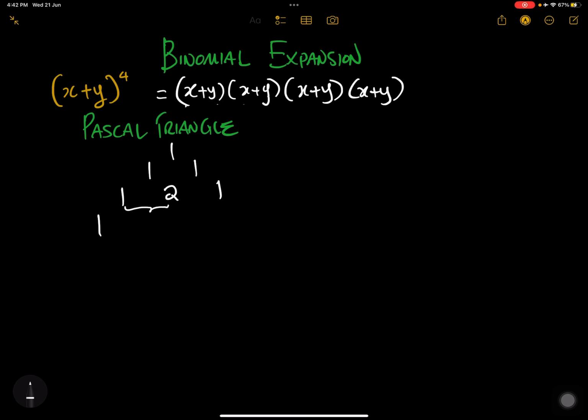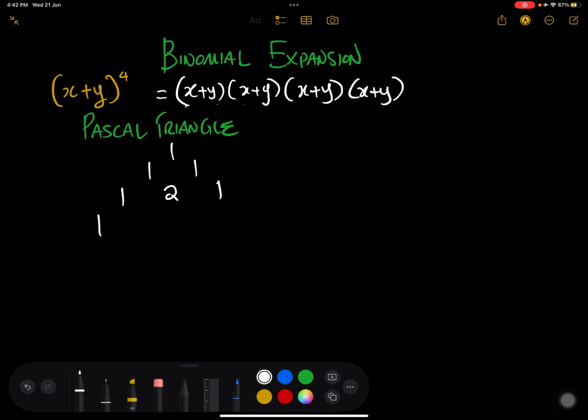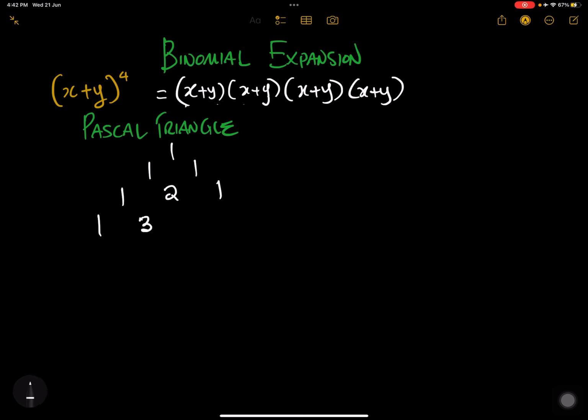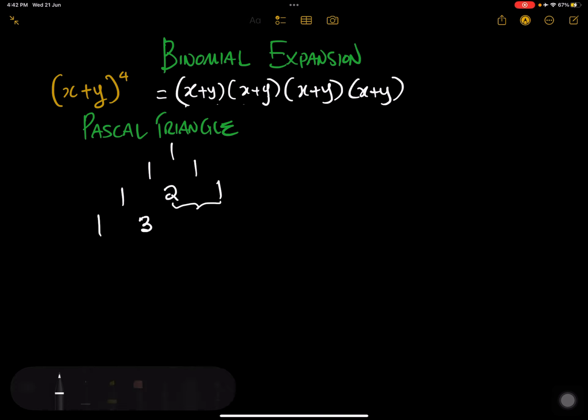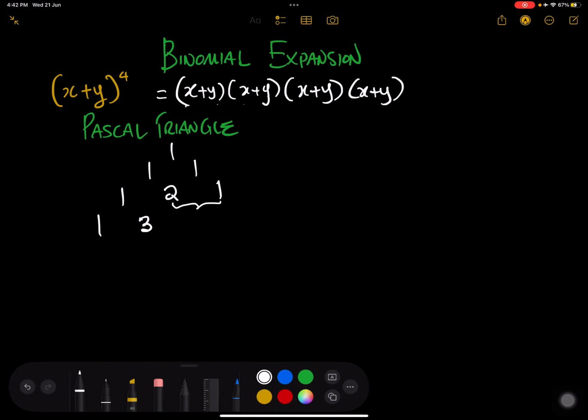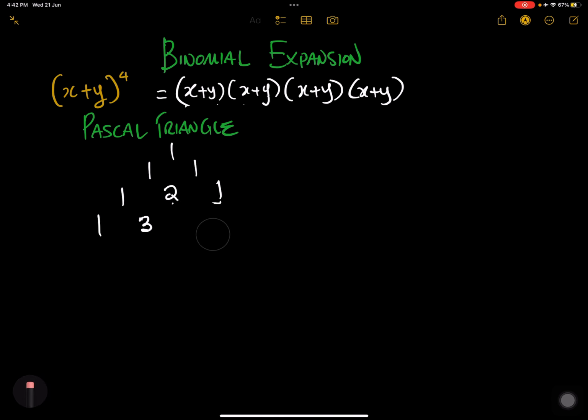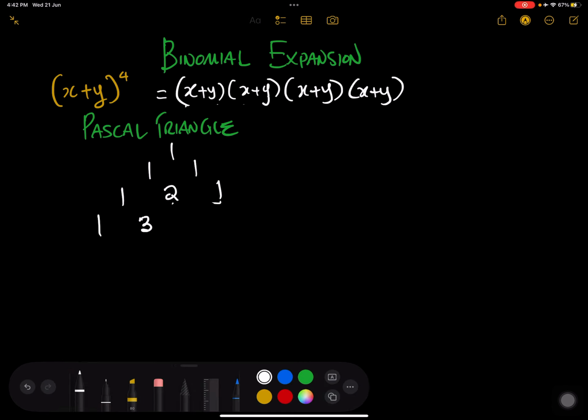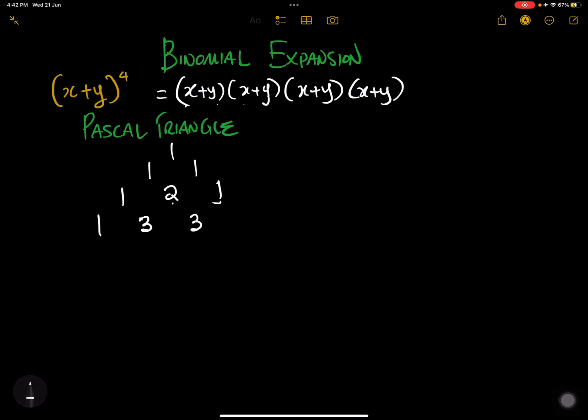The next thing is to write another 1 to the left, and then you see this 1 and 2, we're going to add it, and we get 3. When we get that 3, we are going to write it in the middle between 1 and 2. Now the next thing is also to add 2 and 1. And when we do that, we are going to also get 3. But remember, we have to write it between the 2 and the 1. So that 3 is going to be in the middle here. And then we also have to add another 1 to the right of it. We keep going. We put another 1 here.